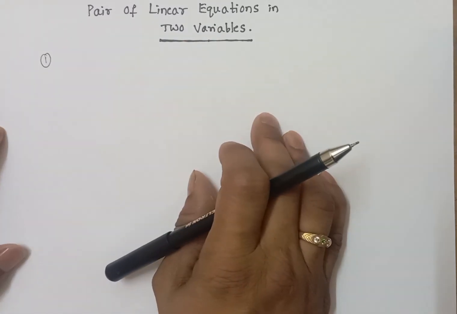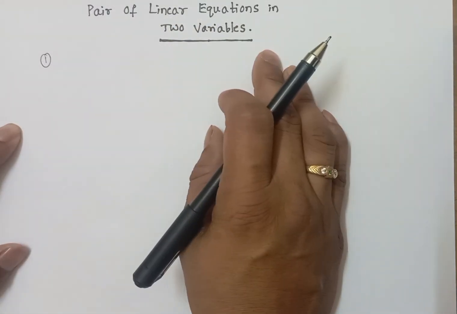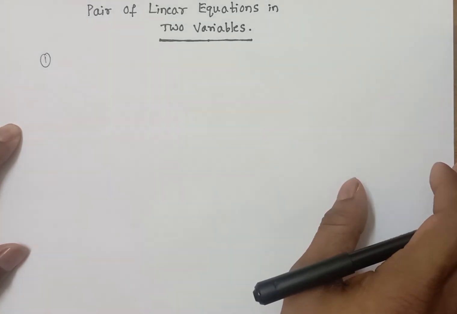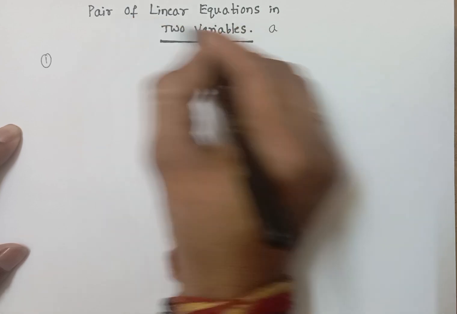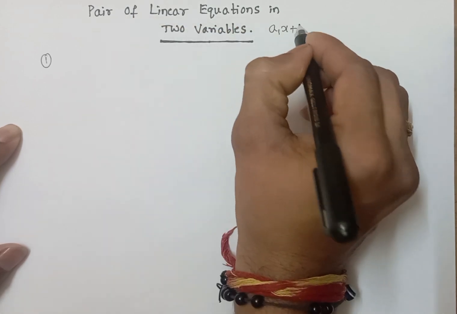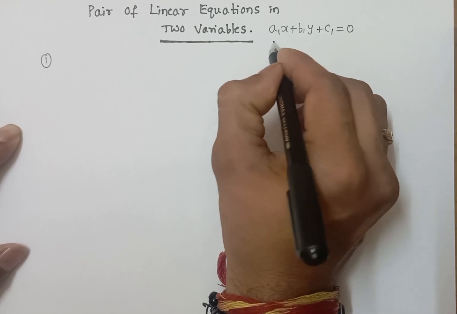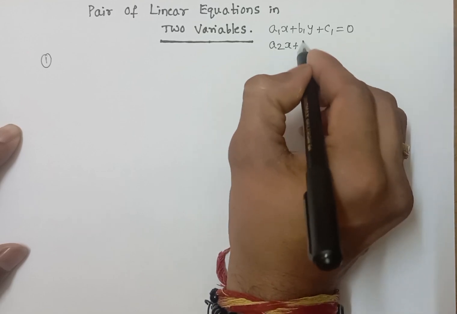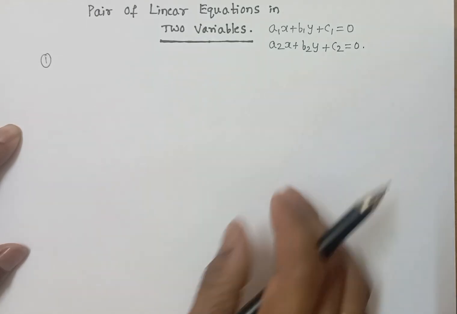Whenever we consider a pair of linear equations, that is two linear equations, a linear equation is one having degree one. So I'm writing directly the general form of the linear equation in two variables. Let us take a1x plus b1y plus c1 equals 0, and a2x plus b2y plus c2 equals 0. So here we are having three conditions.